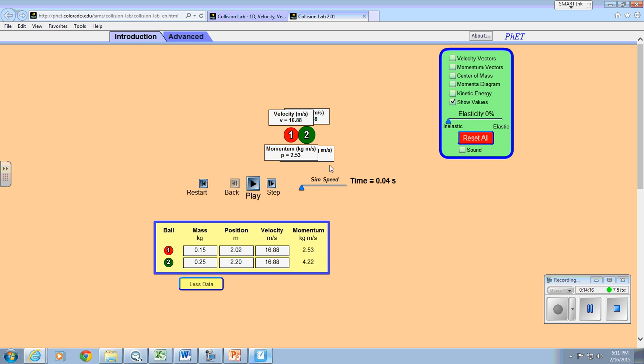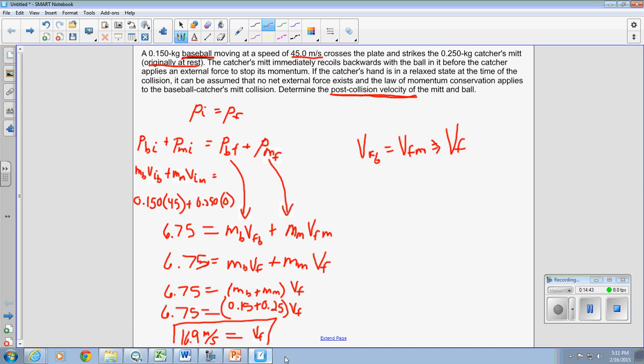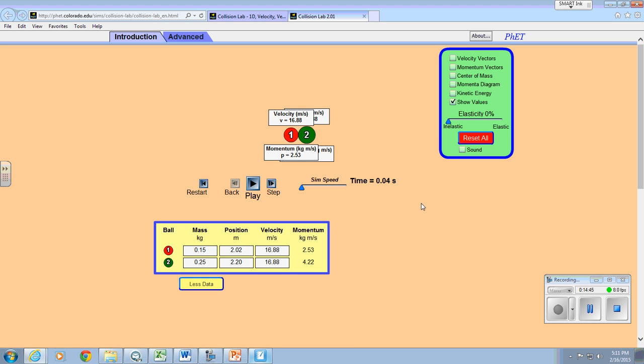Another thing you can see in here is the momentum of both objects after, which we didn't calculate because the problem didn't ask us to. But if you take that velocity and put it back into a momentum equation, you can figure out the momentum of the ball and the mitt. Add those two up, and you're going to get the same thing, 6.75, because the initial momentum has to equal the final momentum.